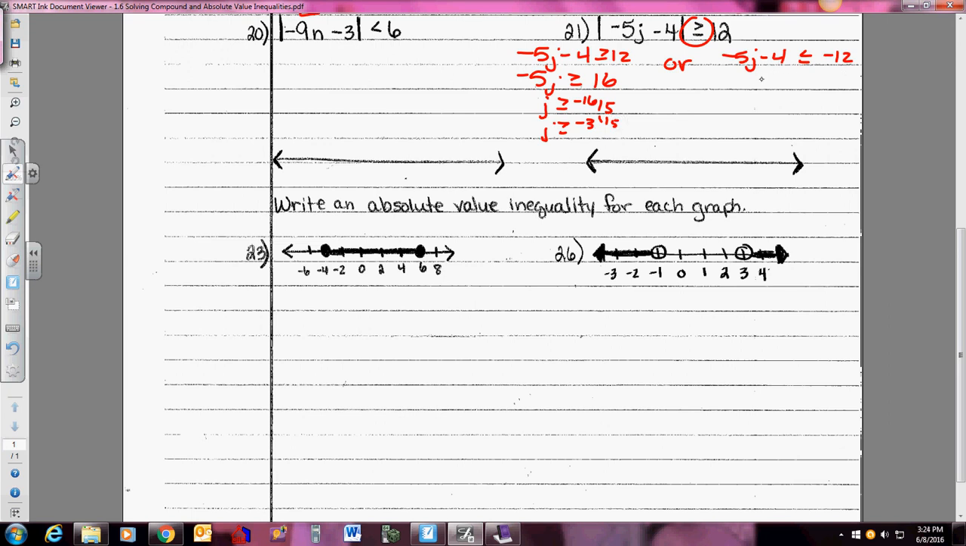Over here, you add your 4. -5j is less than or equal to, what's -12 plus 4? -8. You're going to divide by negative, oops, we forgot something. I'm sorry, I'm thinking ahead too far. We divided by a negative. What did I forget to do? Flip my sign, right? So these should all be what sign? There we go. So these should now be less than or equal to. I was just testing you.